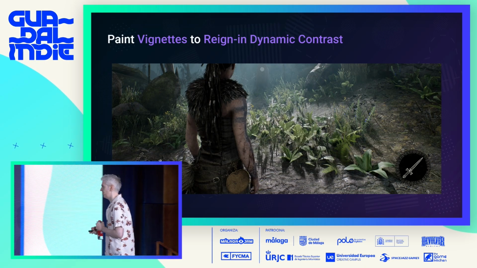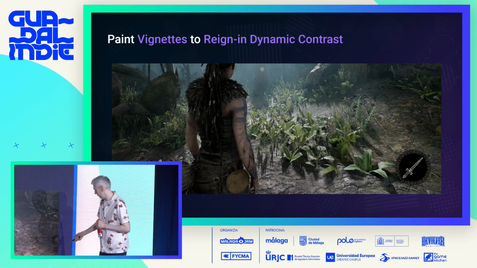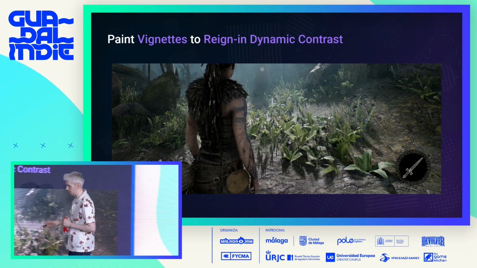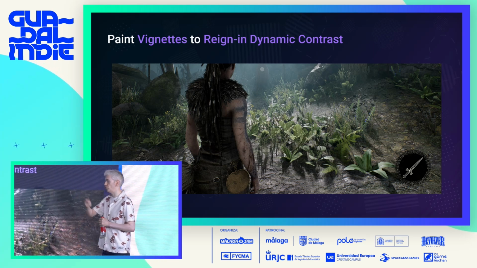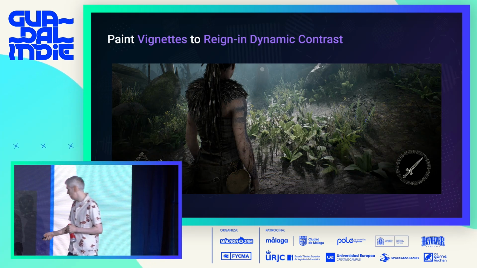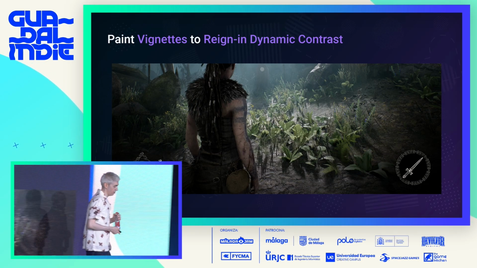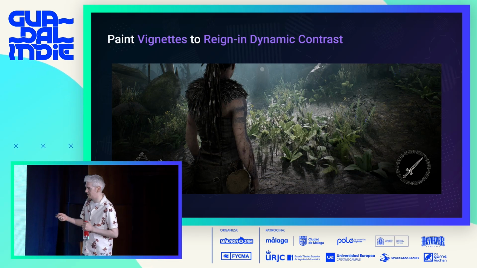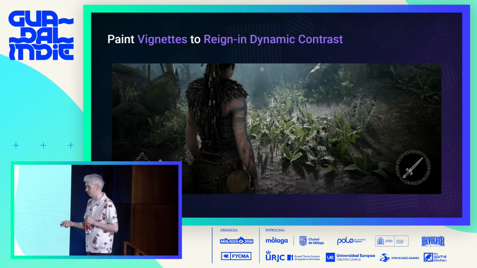You can also paint vignettes to rein in dynamic contrast. So if you really want the UI, your HUD, to pop out, you can literally just go into Photoshop and paint around the outside of the screen, and that will bring things out. It will make them pop out. That's my favorite way of doing it, because it makes things look a little bit cinematic as well. It won't work for every game, but it works for a lot of games, and it looks really, really cool.